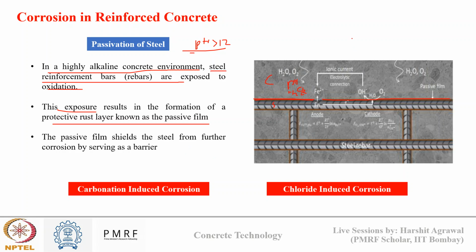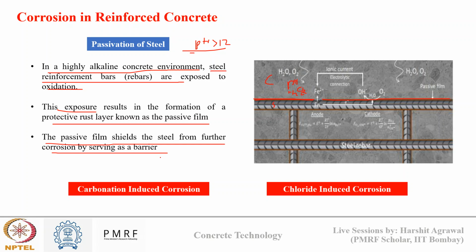That's why we say reinforced concrete is a compatible material. Concrete needs reinforcement for its tensile capacity, and the steel reinforcement needs concrete to protect it against corrosion. And this is how concrete protects steel against corrosion. The passive film shields steel from further corrosion by acting as a barrier.